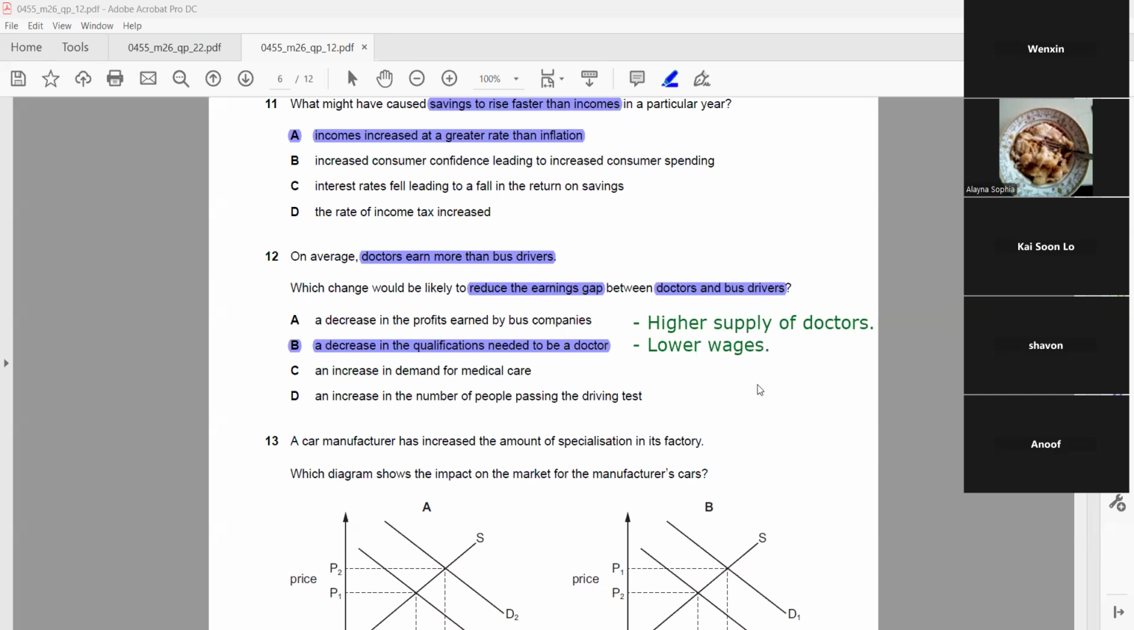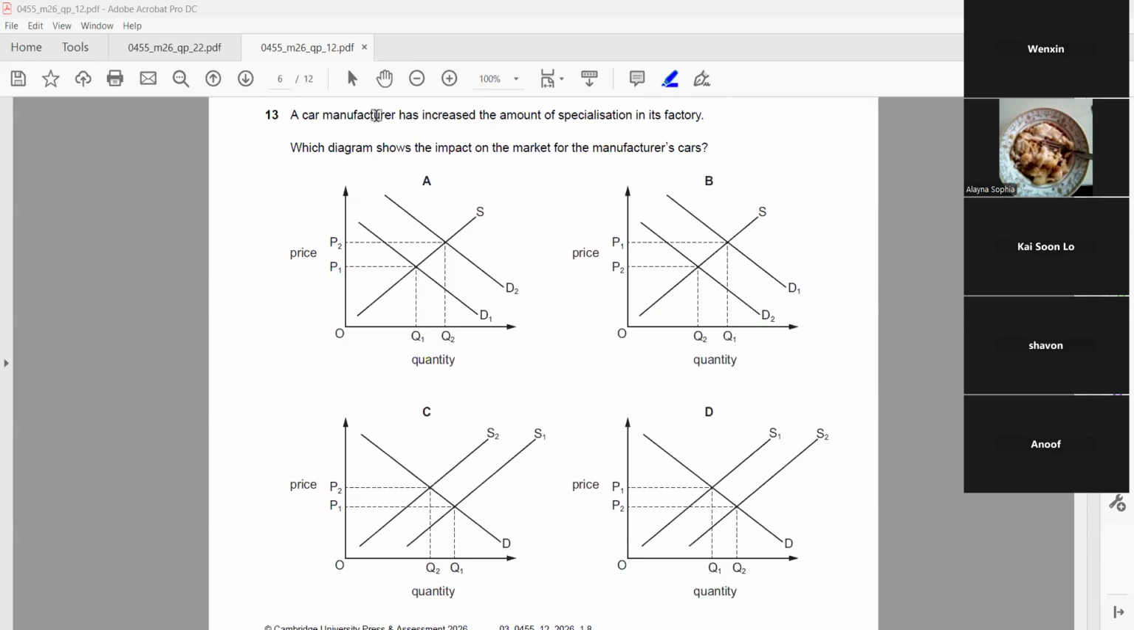Okay, next question. Question 13. A car manufacturer has increased the amount of specialization in its factory. Which diagram shows the impact on the market for the manufacturer's cars? Increased specialization means the producer focuses on what they're good at, so it will increase their production. The supply will increase, which results in lower prices and higher quantity, which is the aim or the objective of specialization. D. 13 D.